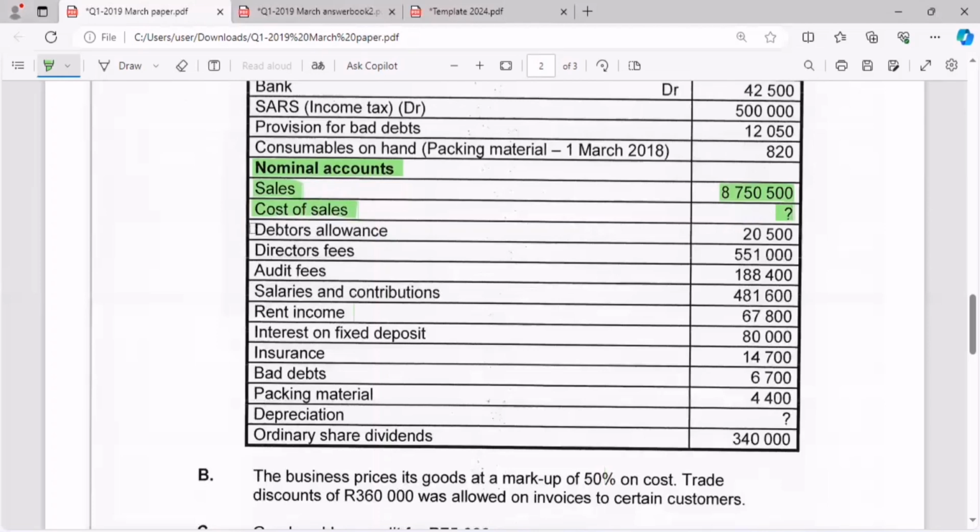In the very same trial balance, we are given the debtor's allowance of 2,500. Guys, we always subtract the debtor's allowance from sales. So we're gonna adjust this balance on the sales figure. And we are given director's fees, which is an expense. We have audit fees, also an expense. Salaries and contributions, an expense. We have rent income, so this one is an income account.